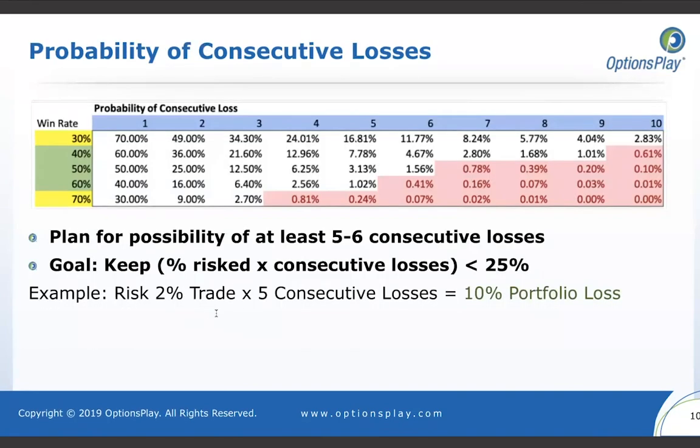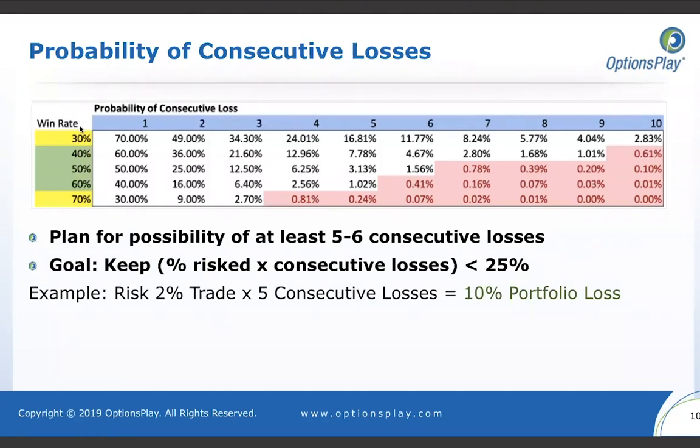So what I next want to talk about is the probability of having consecutive losses. I talk about planning for having 5, 6, maybe even 7 or 8 consecutive losses. I want to take a look at what the probabilities of that happening are. So what I have here is the probability of having 1, 2, all the way through 10 consecutive losses in a row based on your trading strategies.